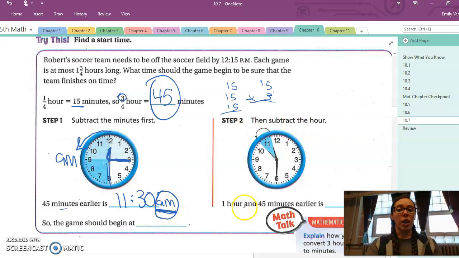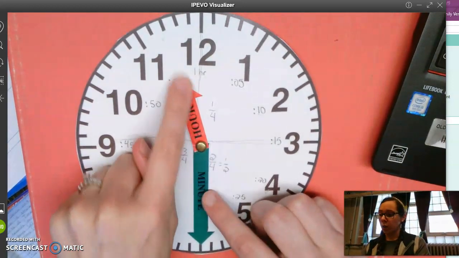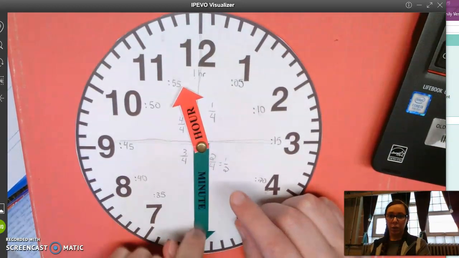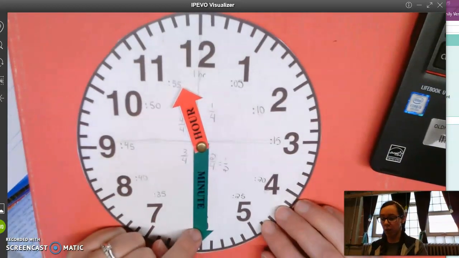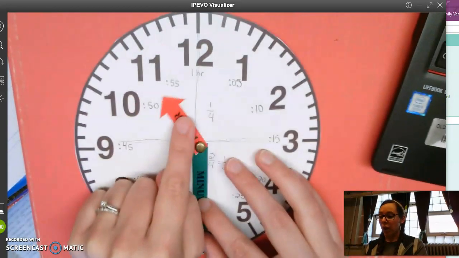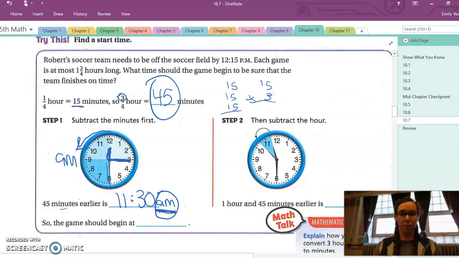Okay, then we subtract the hour, so we were at 11:30. If we subtract an hour from that, let's go back to our clock here. So we're at 10:30. Remember, if we're in between, that means we're not 11 o'clock, not 12 o'clock. We're somewhere in the middle. And 11:30 is definitely in the middle. So if we go back an hour then, that's easy. Brings us to 10:30 a.m. So the game should begin at 10:30.